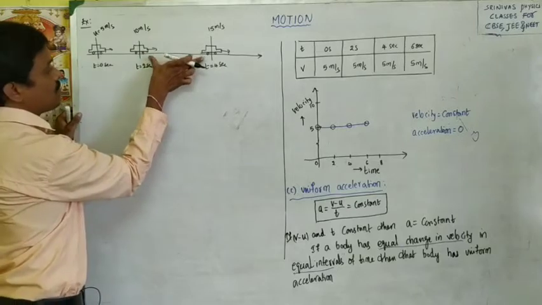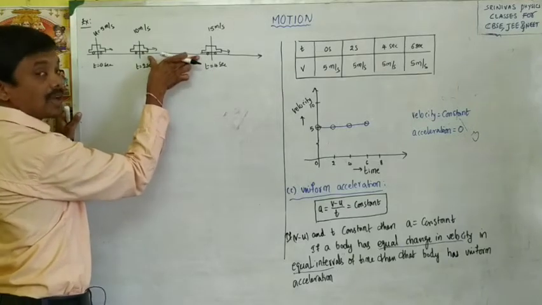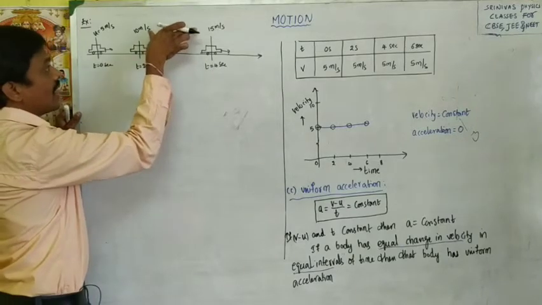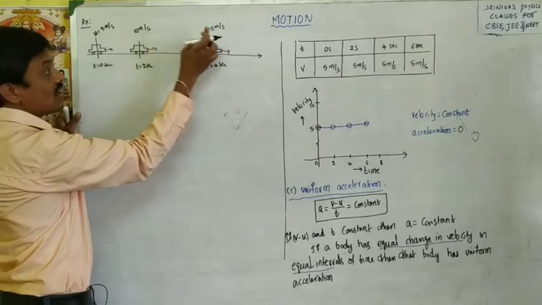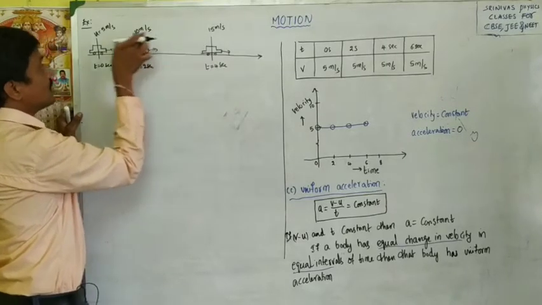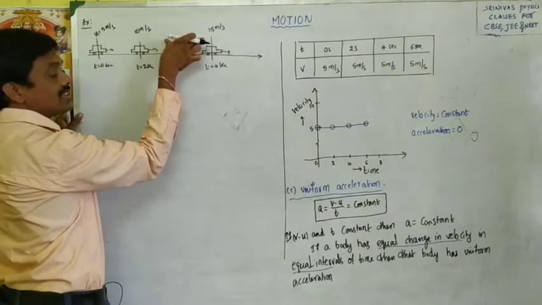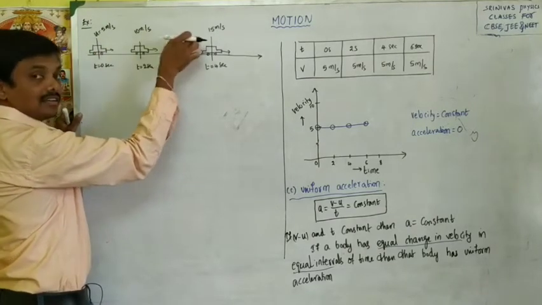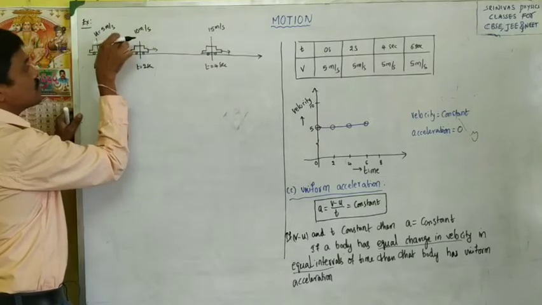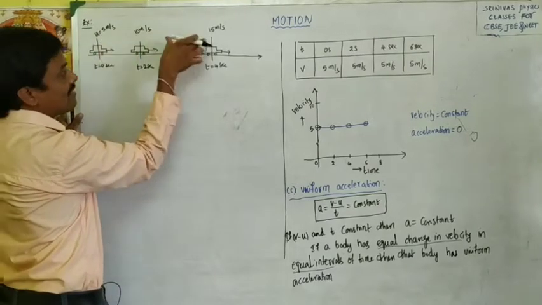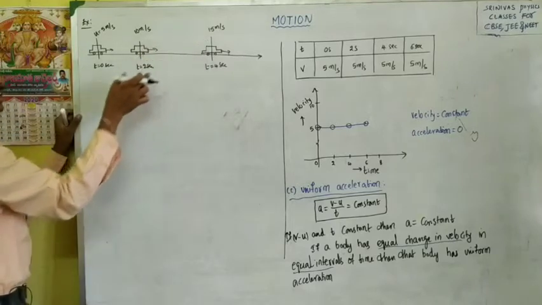And here, what is the time gap? 2 to 4, meaning the time gap is 2 seconds. And here, what is the change in velocity? 15 minus 10, 5. Here the change in velocity is 10 minus 5, 5. Here the change in velocity is 15 minus 10, right? 5 means here 5 meter per second change in velocity, here also 5 meter per second.